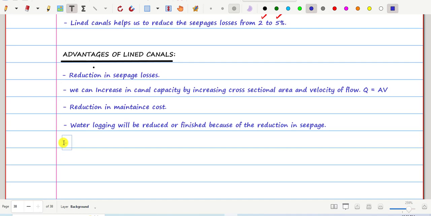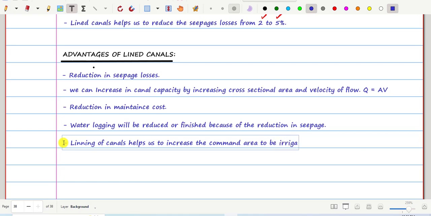The next advantage is lining of canal helps us to increase the command area to be irrigated. And we have already defined what is command area in our starting lectures. Maybe you will find that in lecture number 4 or 5, where we discussed the important terms related to irrigation engineering.